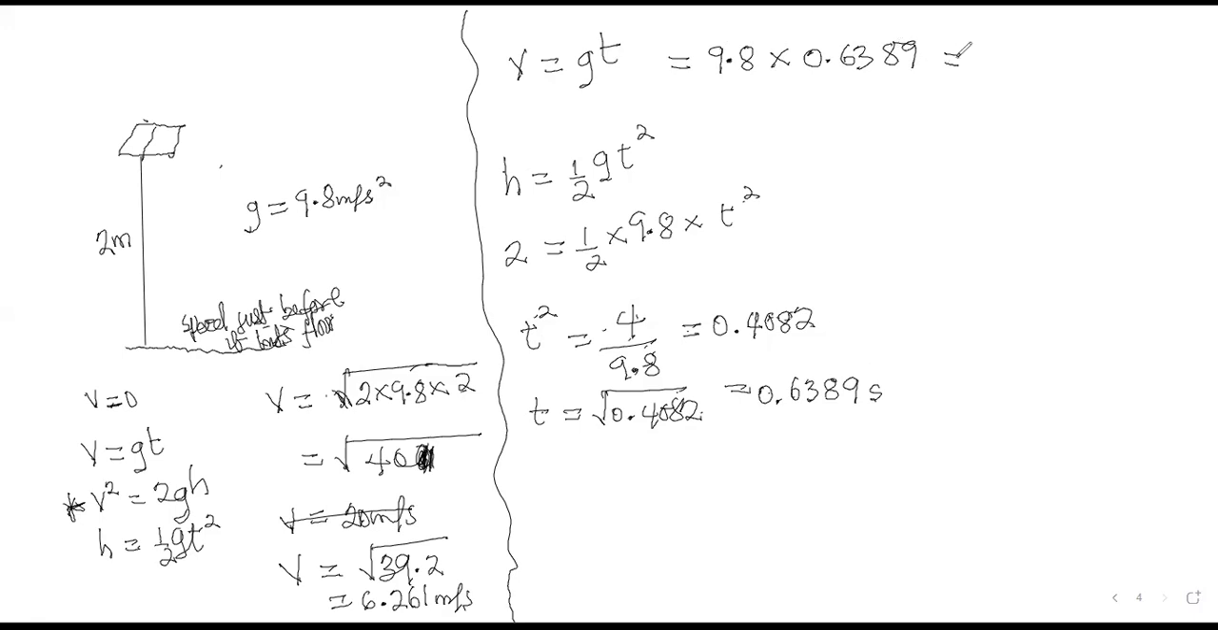Okay, so if g is 9.8 and t is 0.6389, then V will be equal to almost 6.26. This is 6.261 meter per second.